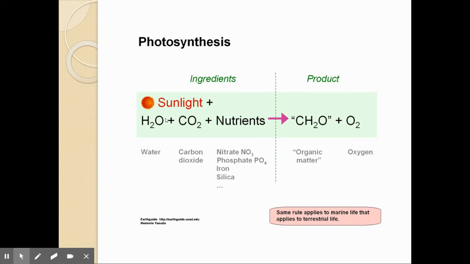So here is, once again, I'm really trying to hammer home the concept of photosynthesis. You can see here we have water and carbon dioxide, some nutrients. We're going to get out some organic matter and oxygen. Essentially, guys, the same rule applies for marine life. Okay, so that's what this is showing you, is that it doesn't matter if it's a plant or an animal, we're going to obtain cellular respiration and we're going to do photosynthesis in a very similar manner.